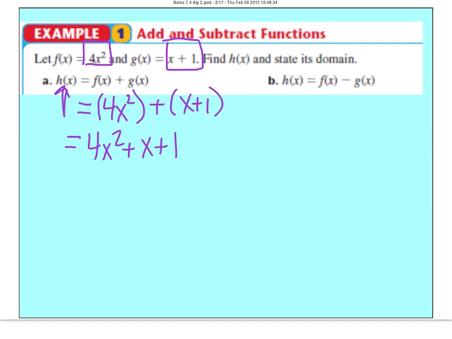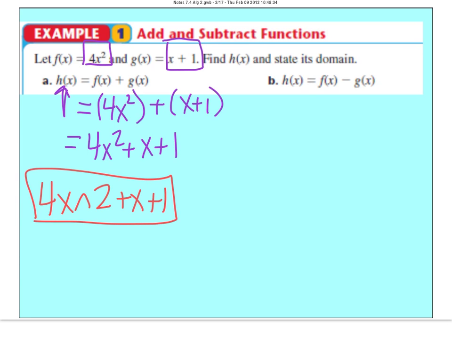Now be careful. Do write it in standard format. Remember, standard format is the highest exponent first, so it'd be x squared, x, and then the number or the constant. In Schoology, what you would type is 4x, the caret key, 2, and then plus x plus 1 with no spaces, and you would get this answer correct.